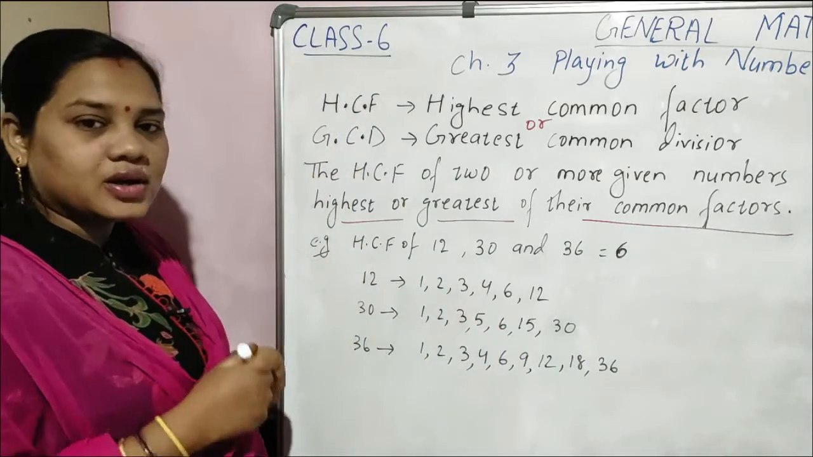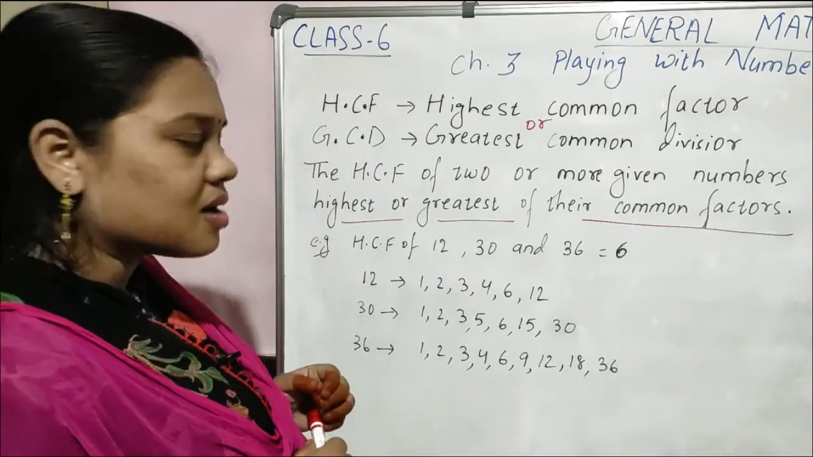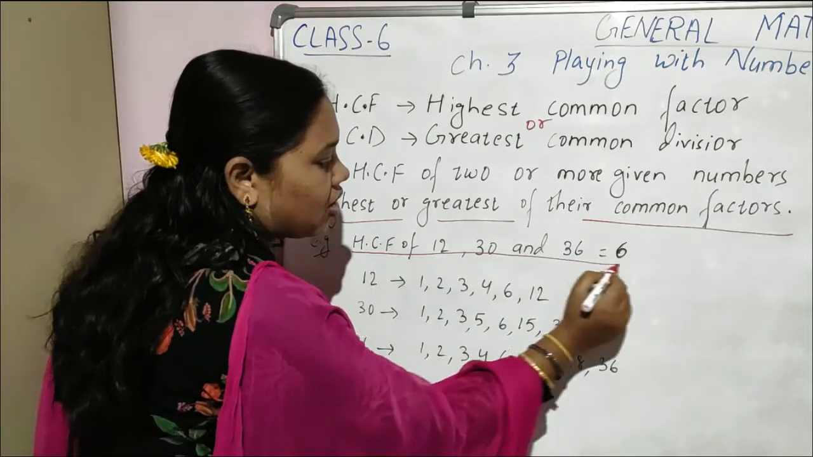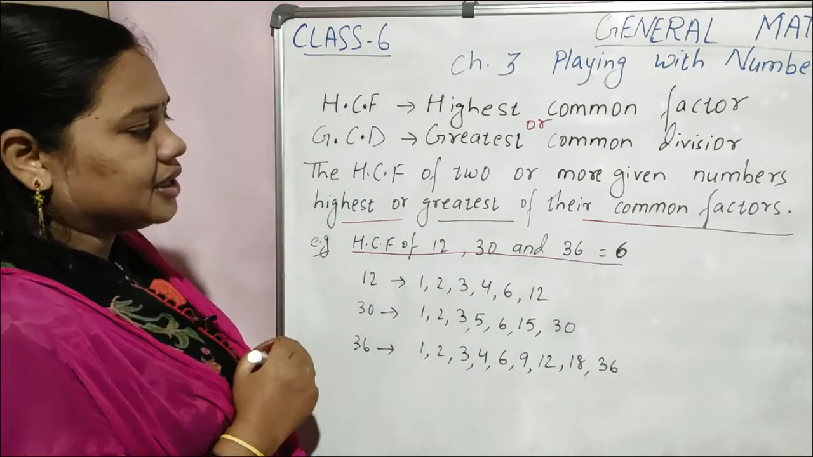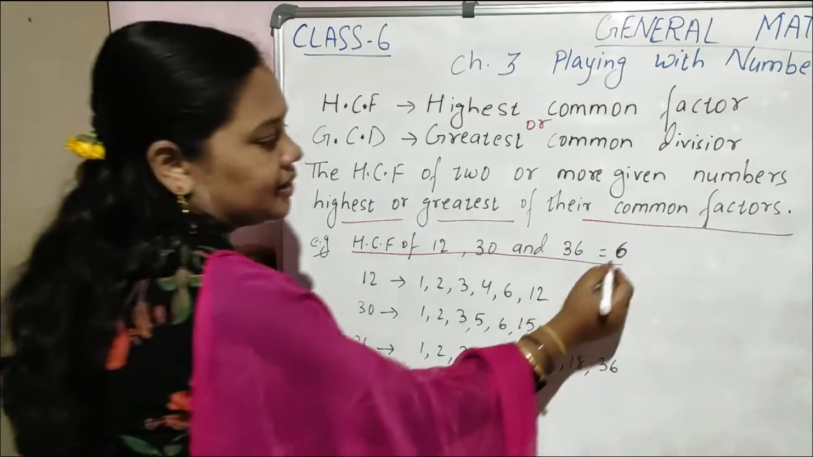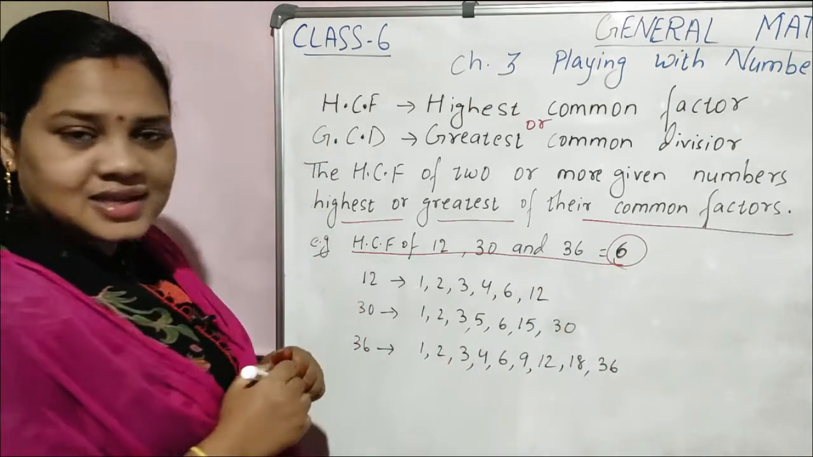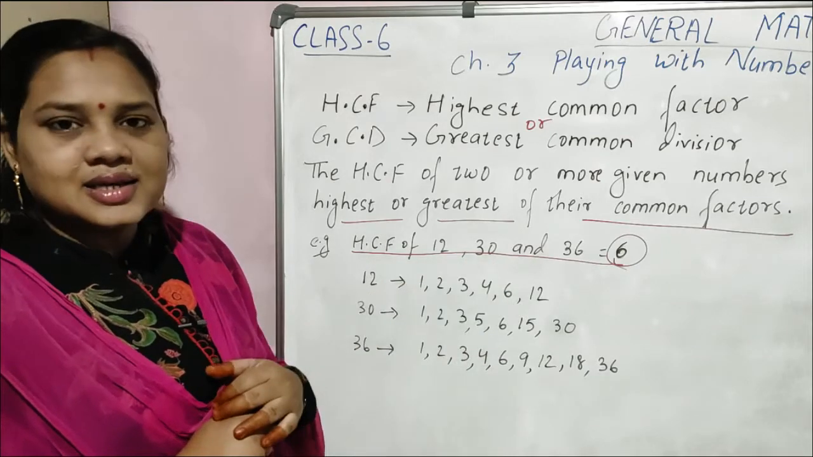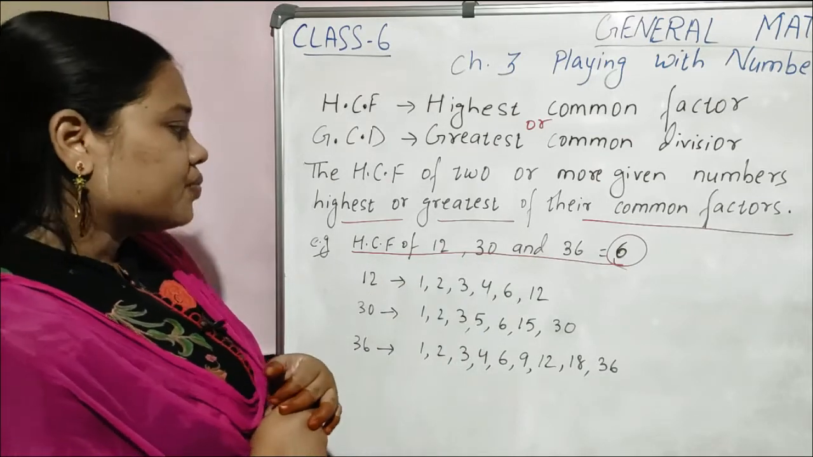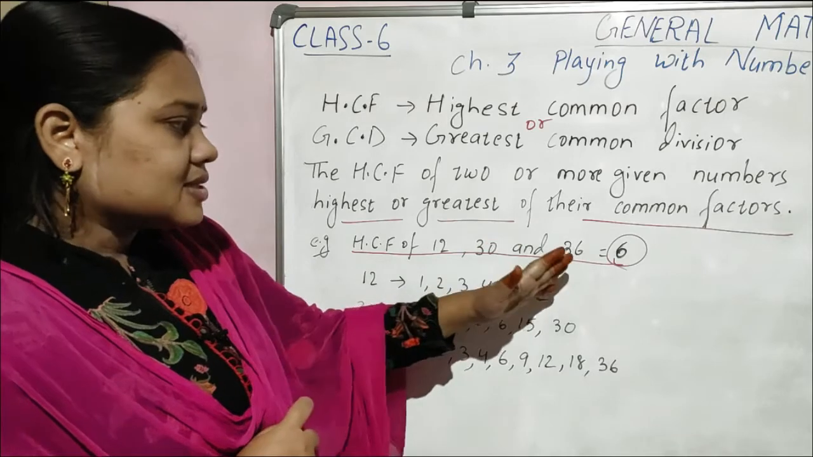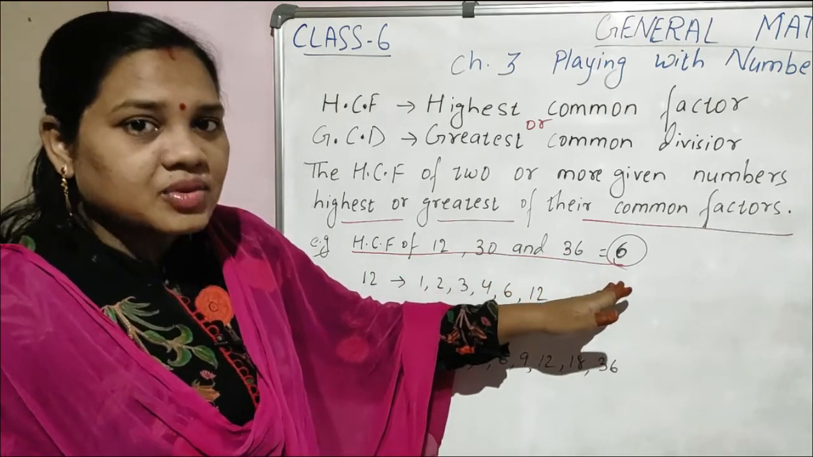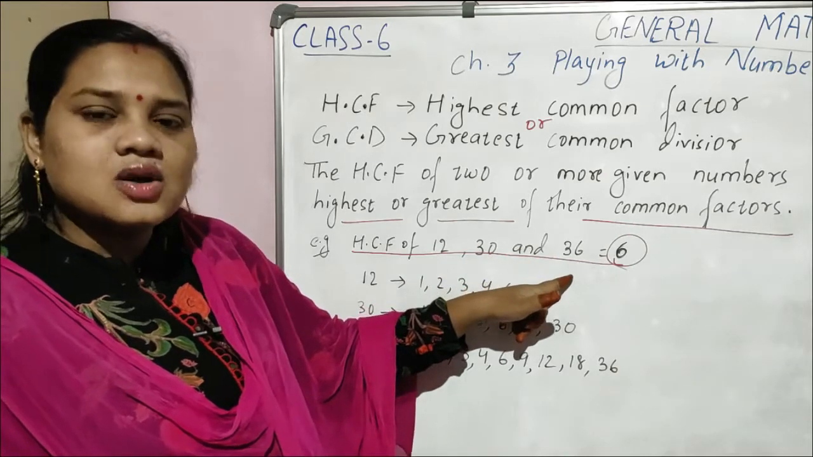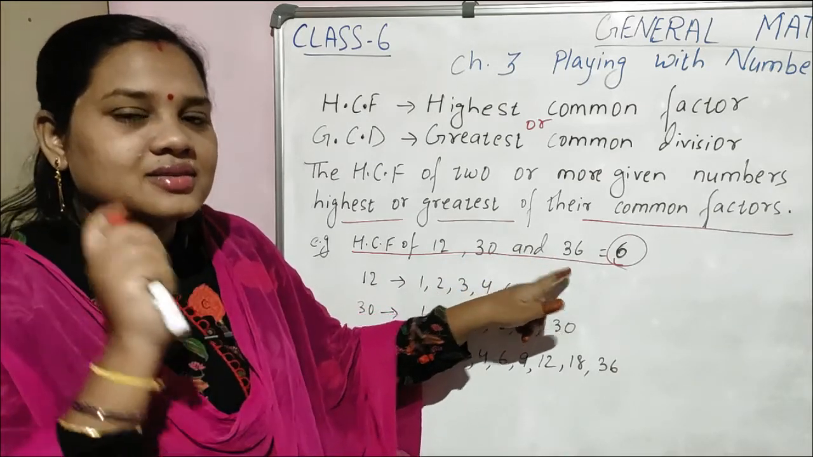It will be clearer if you see an example. See children, the HCF of 12, 30 and 36 is 6. So 6 is the greatest number which divides all three numbers, 12, 30 and 36, exactly.